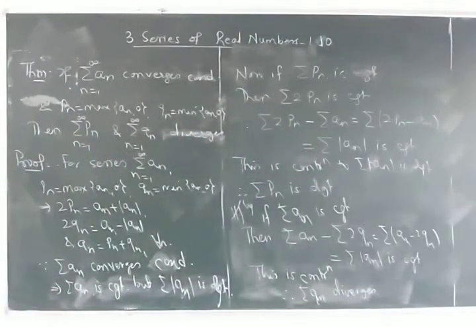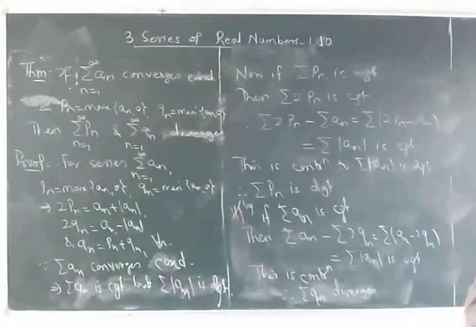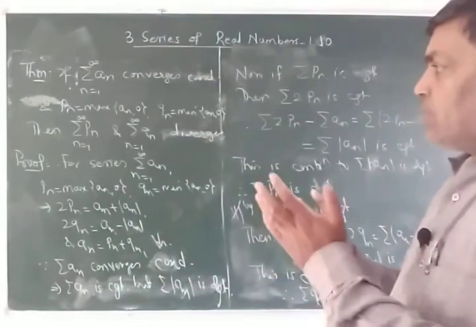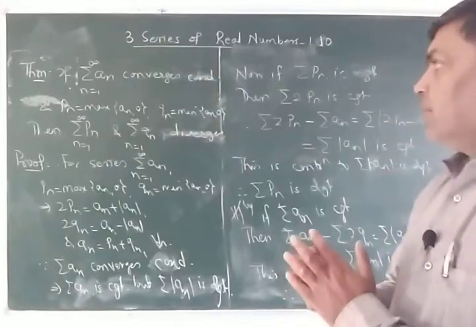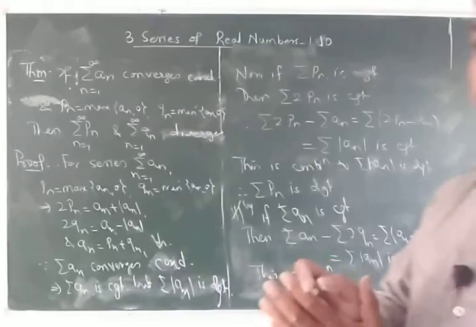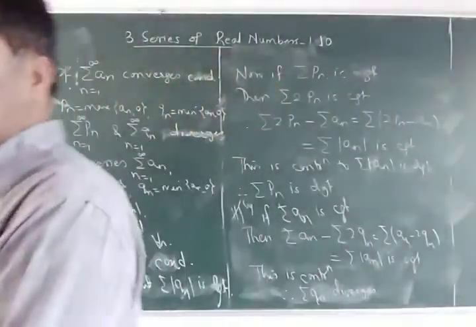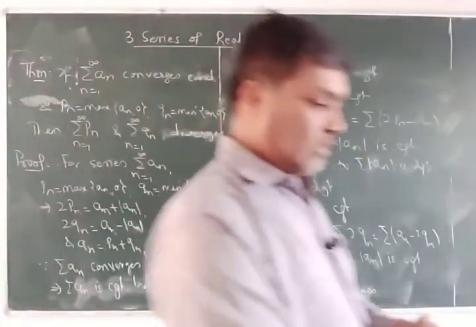Okay. So here we proved that if summation of n is an absolutely convergent series, then summation of Pn and summation of Qn converge, while if summation of n converges conditionally, then summation of Pn and summation of Qn are divergent series.